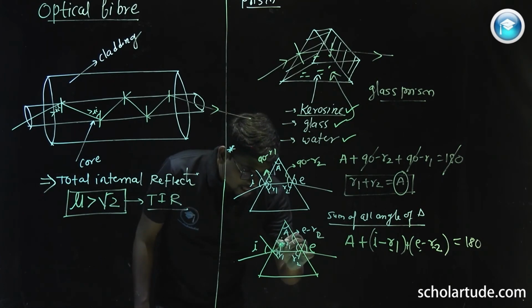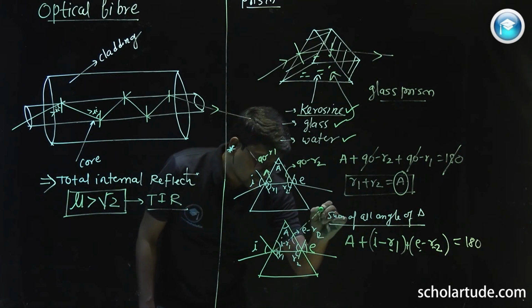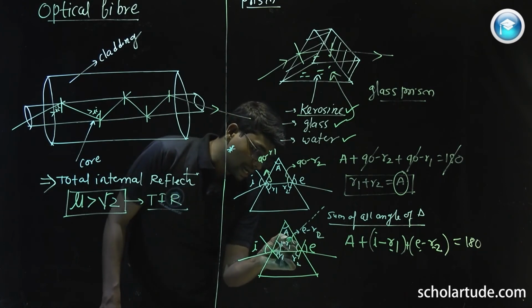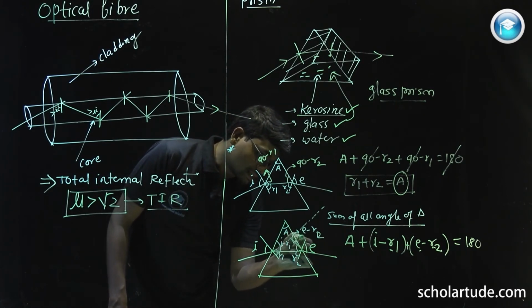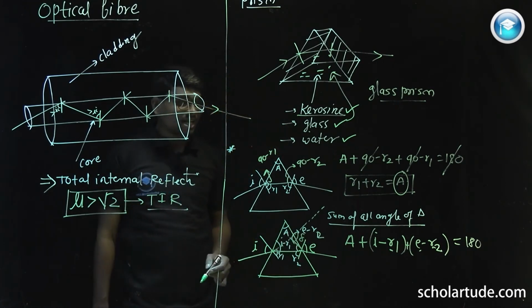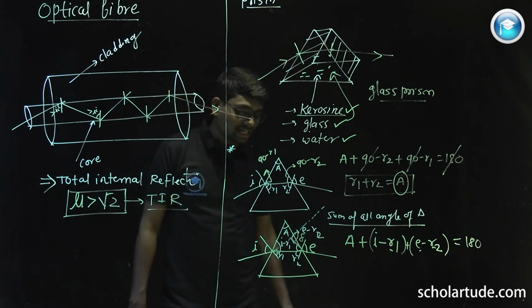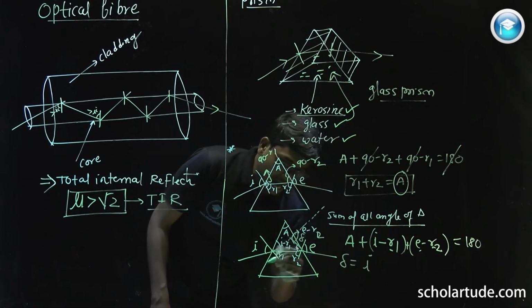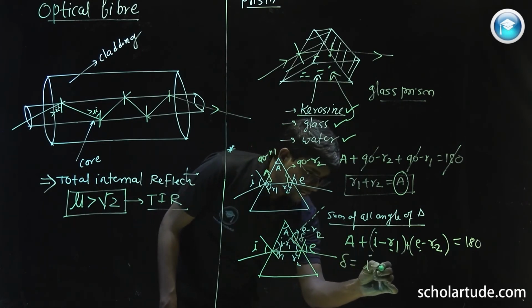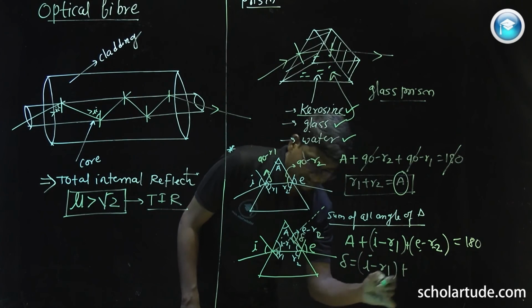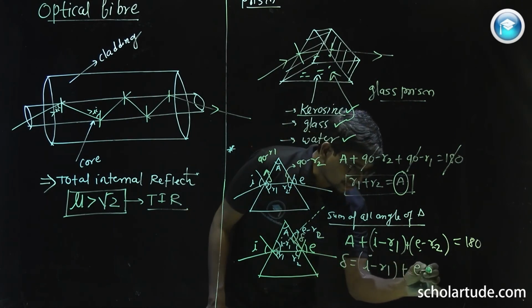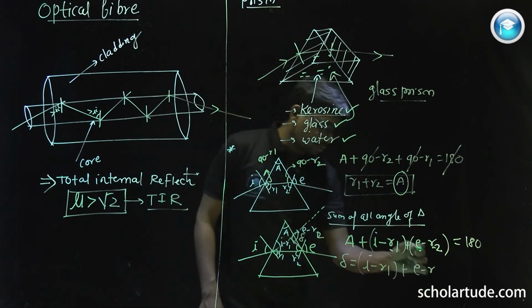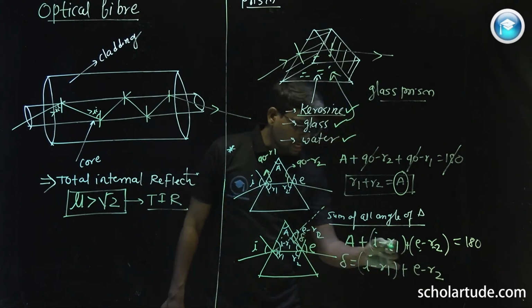Suppose light is going like this. Now it is bending. Yes, this is bending. So delta is an exterior angle. So delta is equal to the sum of I minus R1 plus E minus R2. Okay, so do the calculation.